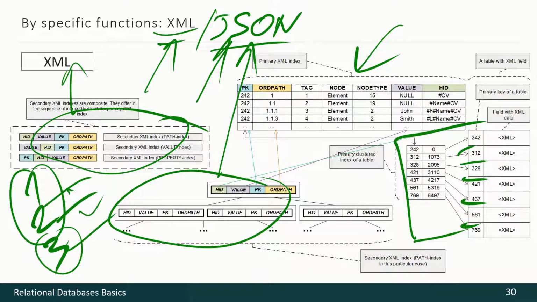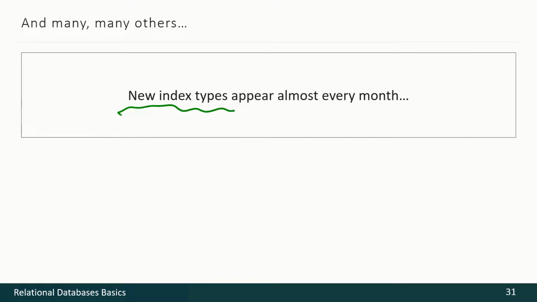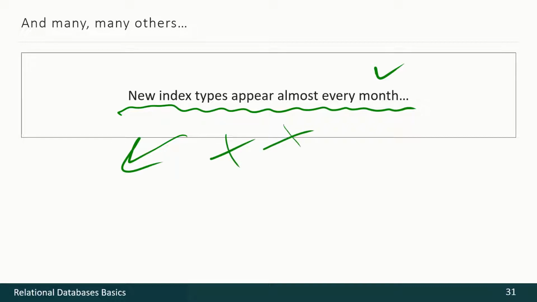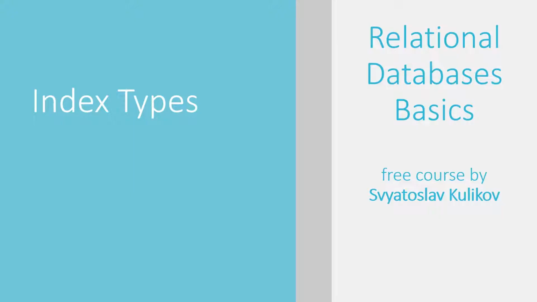And please remember that new index types appear almost every month or even day. So you may find some other indexes that are not in this video because they appeared after the video recording or they were omitted for several reasons. Nevertheless, please always carefully read through the documentation about your DBMS, about the index types your DBMS supports, and use those indexes to increase the speed, the performance of your database.